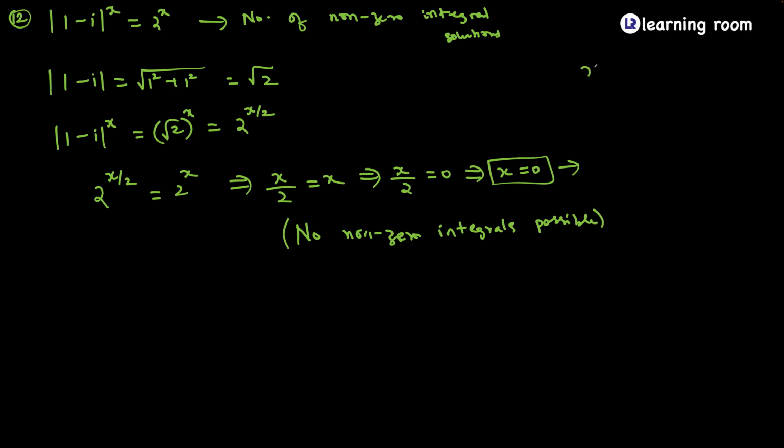See, x is equal to x by 2. So x minus x by 2 is 0. Don't cancel x and write 1 is equal to half. So x by 2 is equal to 0, which implies x is 0. That's what I wrote. I just brought that to the other side.